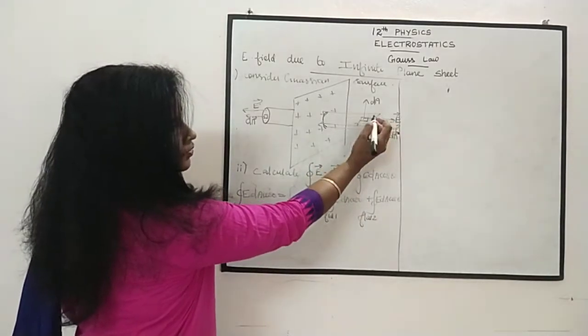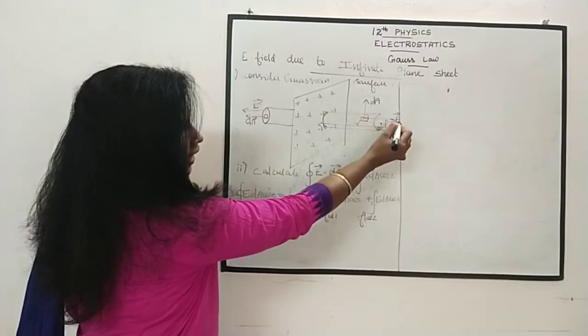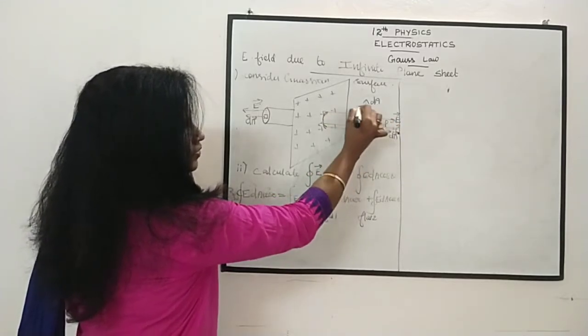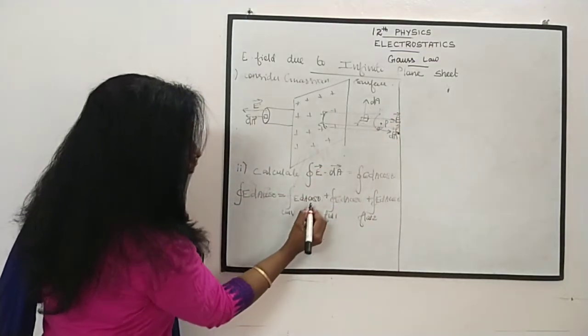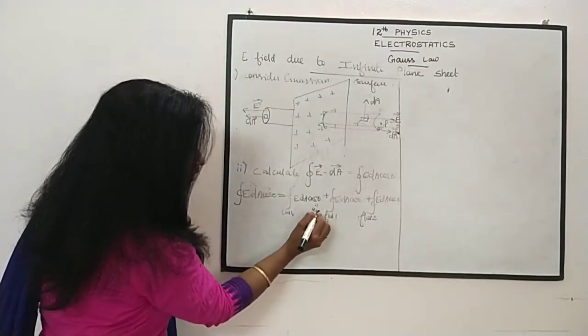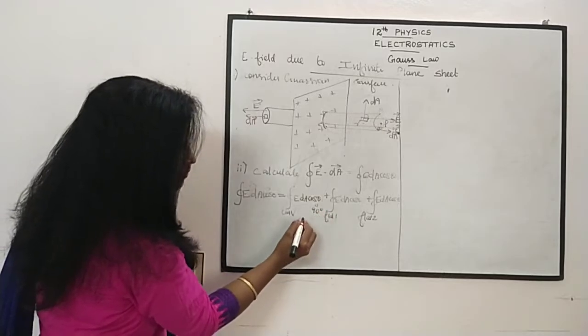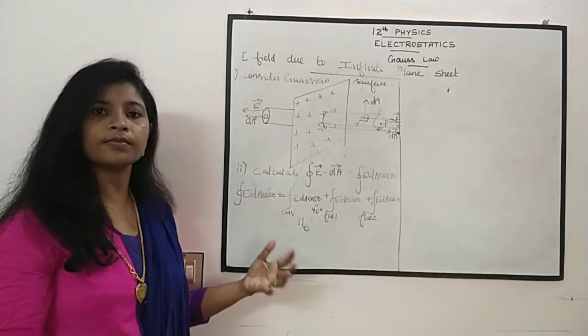For the curved surface, what is the angle between dA and E? It is nothing but 90 degrees. So when you substitute 90 degrees here, cos 90 becomes 0. This term becomes 0.